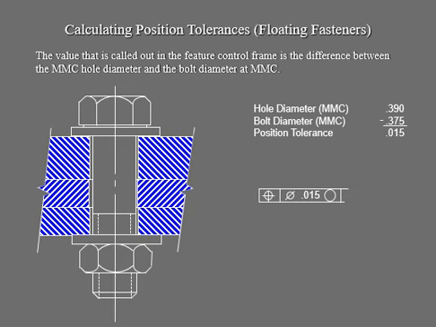So let's take a look at it in the diagram. We're going to calculate the position tolerances we call for the floating fasteners when they are all together. Here is your hole diameter, which is this one. MMC again is the smallest hole, so 0.390, and then your bolt diameter is from here to here. Your hole diameter is from here all the way to here. You minus that, and you get the position tolerance, which is this one, 0.15.